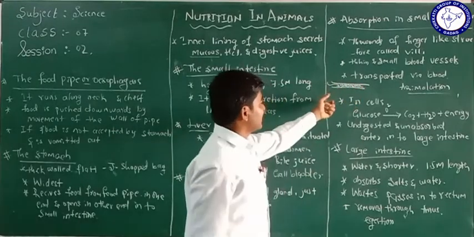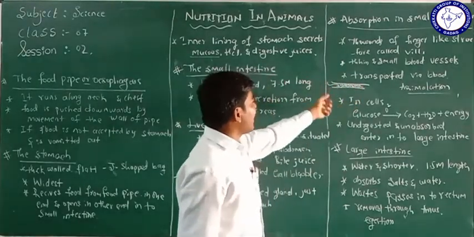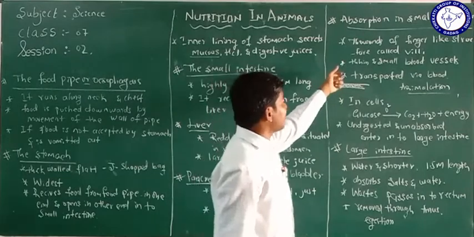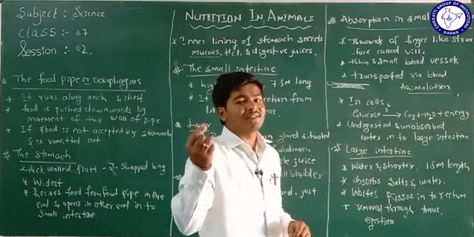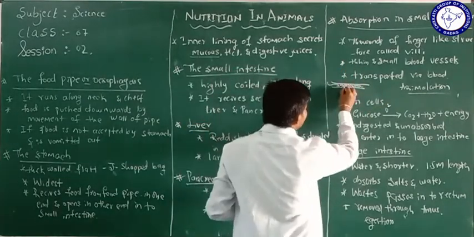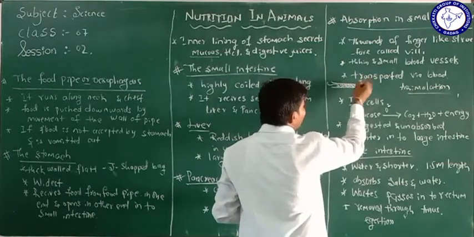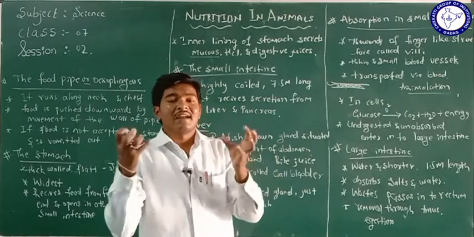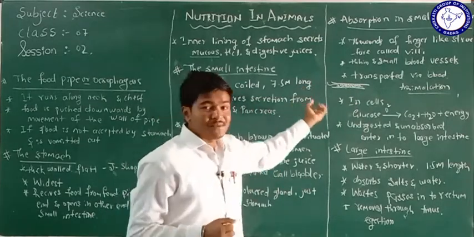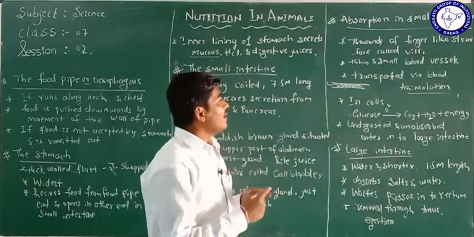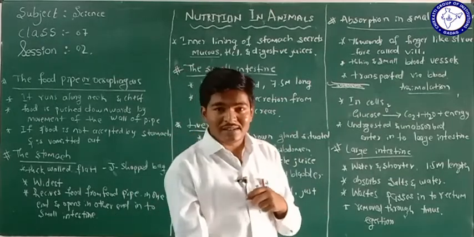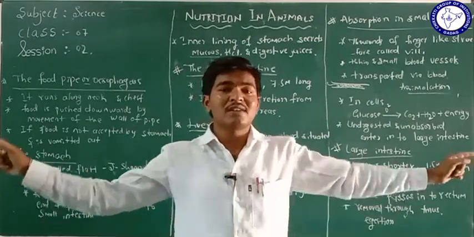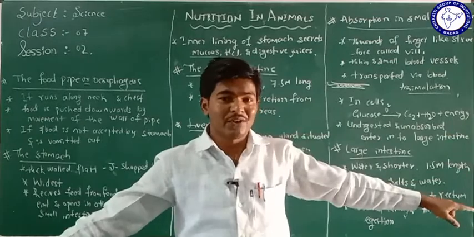The villi cells have thin and small blood vessels. These thin and small blood vessels absorb the food material, and that will be mixed with the blood cells and transported towards all the cells and all the organs of our body.